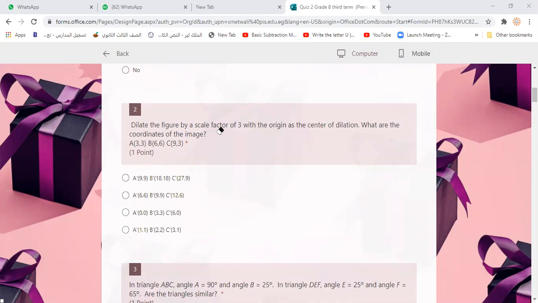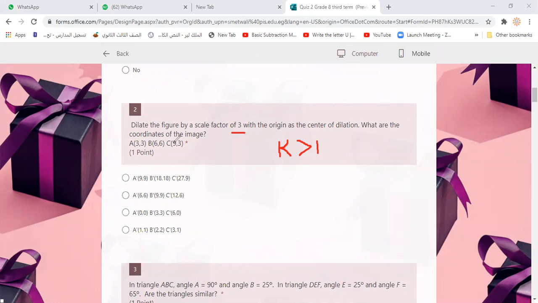Dilate the figure by a scale factor of 3 with the origin as the center of dilation. What are the coordinates for the image? Once we have a dilation, we have to look for the scale factor. The scale factor in this case is 3. Let me remind you, we denote the scale factor by K. Once the scale factor is more than 1, the original figure will be smaller than the image, so we are going to enlarge the figure.